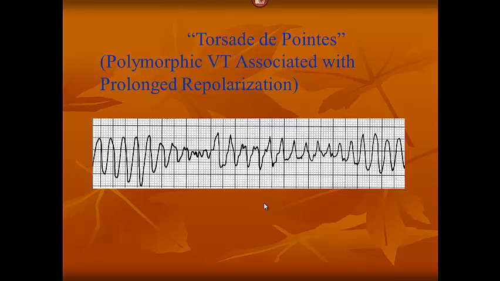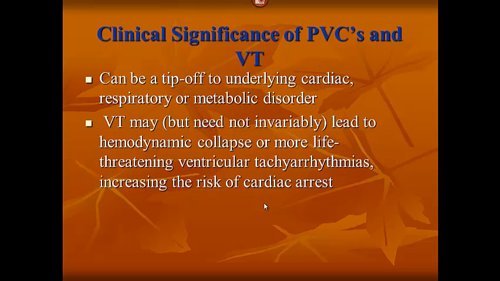The treatment for that will basically be magnesium sulfate. And if the patient is hemodynamically unstable, they could go through synchronized cardioversion. And of course, if the patient is in ventricular fibrillation, then defibrillation. We're going to discuss and practice EKG strips when we come back, and also the ACLS protocol. The clinical significance is that, again, it leads to hemodynamic collapse and even cardiac arrest sometimes.